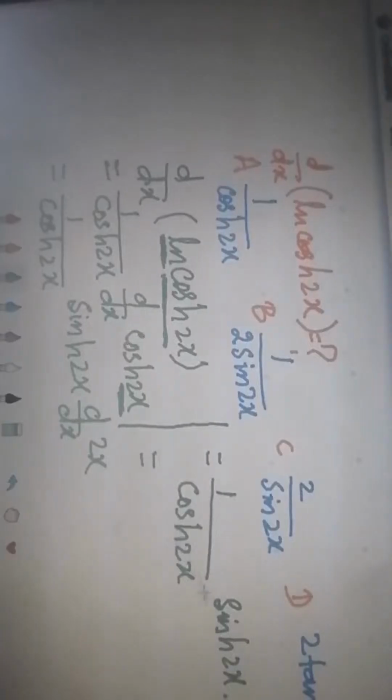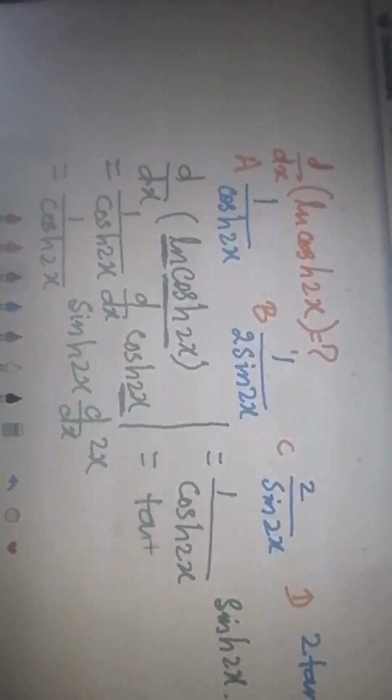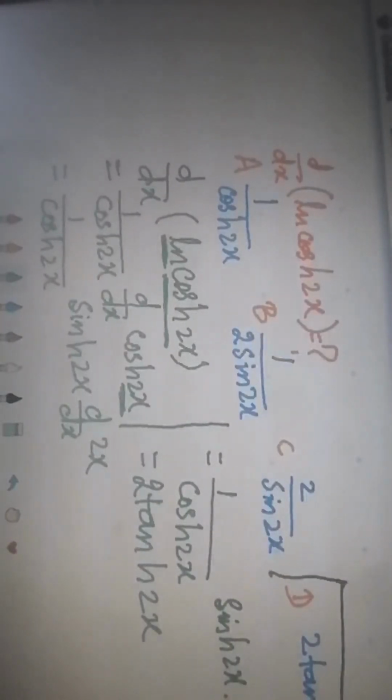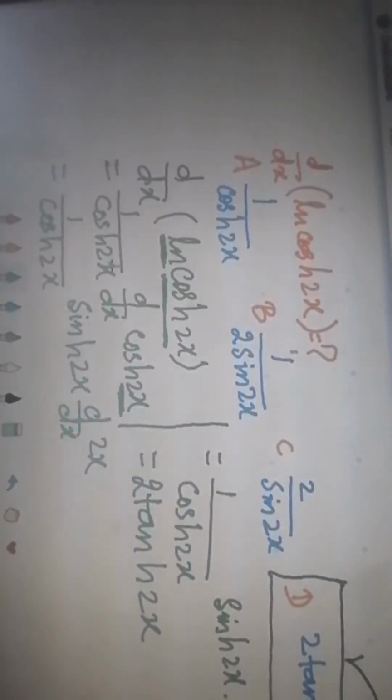So what do you think the answer can be? We can see them making a fraction. Sine hyperbolic by cos hyperbolic makes tan hyperbolic 2x, along with this 2 appearing as coefficient. So do we have such an option? Obviously we have this option appearing in D position. So D is the correct option, 2 tan hyperbolic 2x.